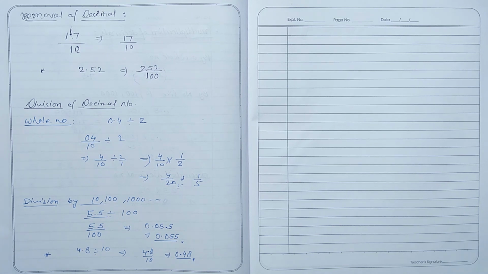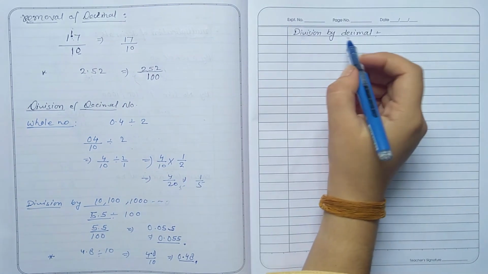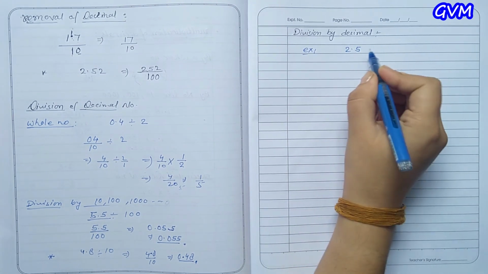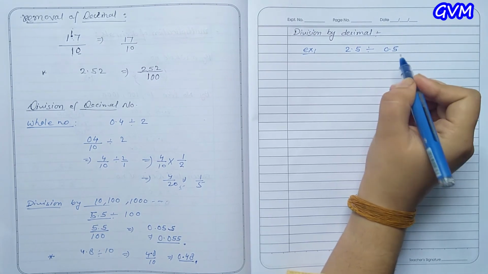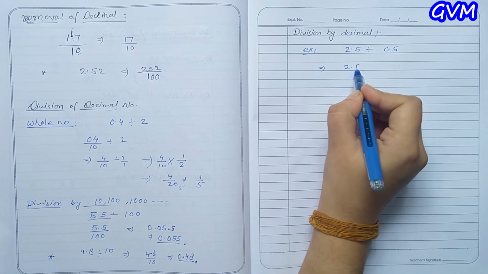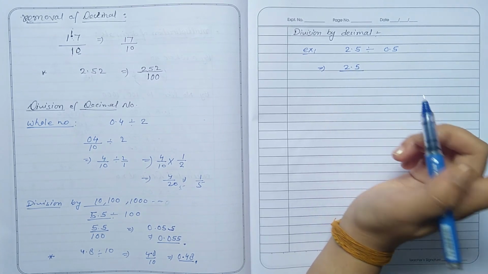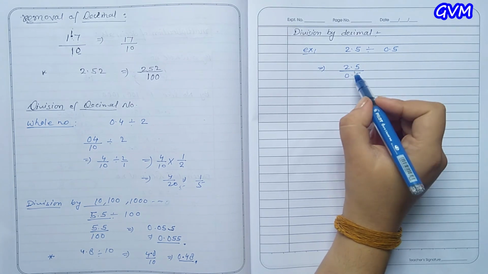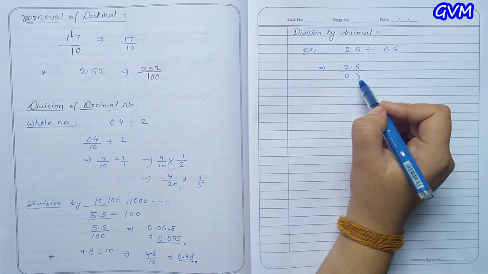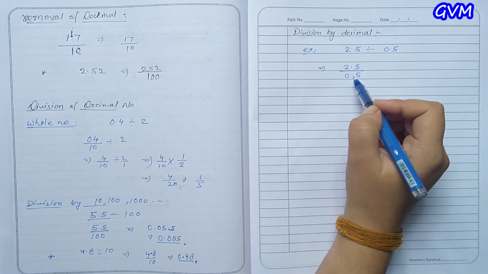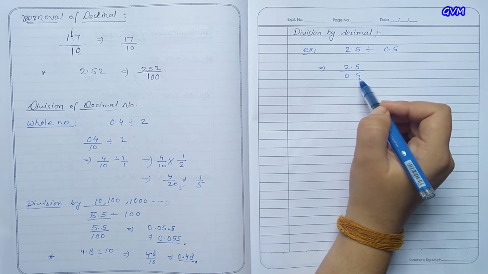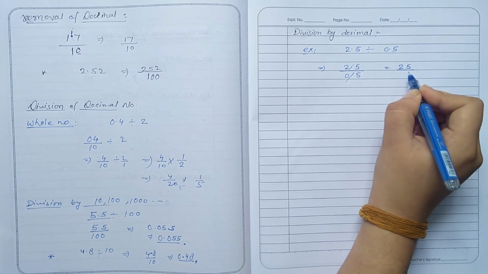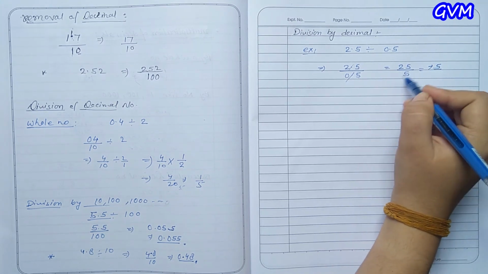Now division by a decimal. Let's suppose I have 2.5 and I want to divide it by 0.5. Okay, so write 2.5, and here we have two methods. We can write 2.5 upon 0.5. See here that the number of digits after the point in the numerator is 1 and in the denominator is also 1. So the point will be cancelled out and we can write 25 upon 5 and the answer will be 5. Okay, 5 5s are 25.